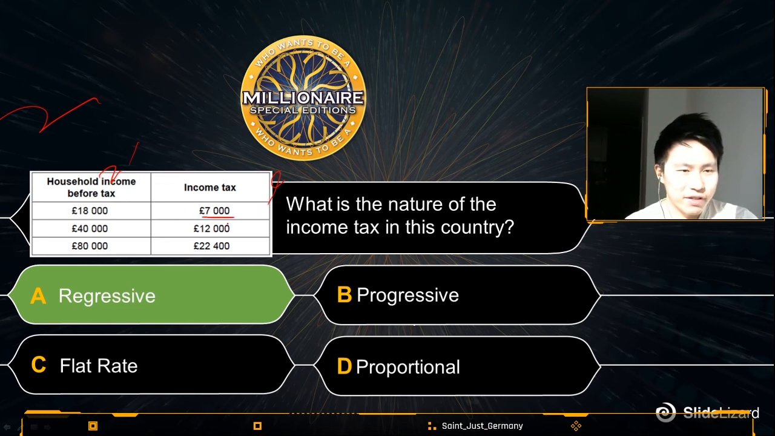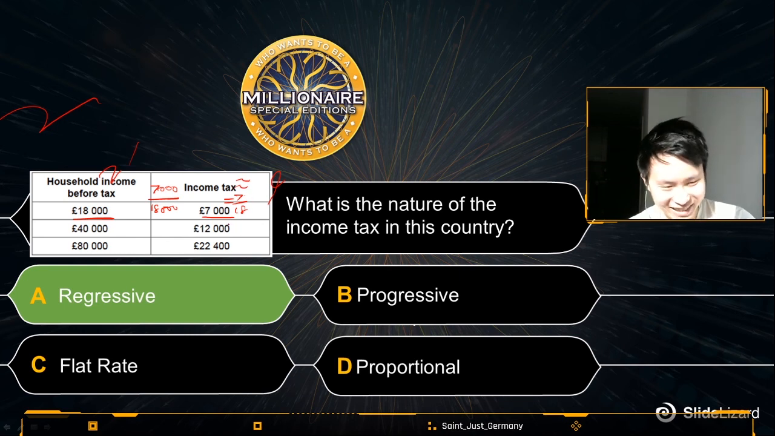So 7 grand out of 18 grand is how much in terms of percentages? So we would just divide 7,000 by 18,000. Then we would get 7 over 18. So that's around, I don't actually know. I don't have a calculator with me. Oh yeah, that's around 40% actually.